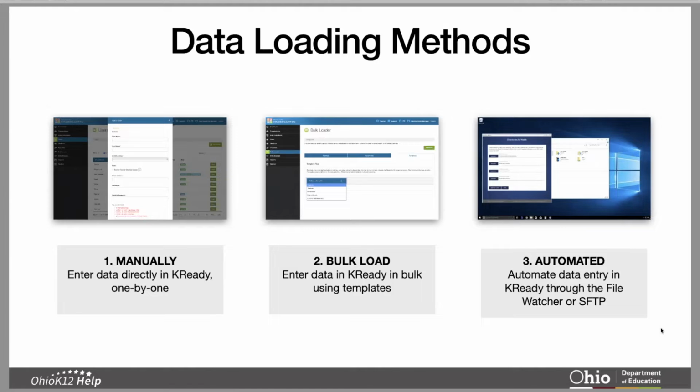Another way that this information can be added is through an automated process. And there are two different ways that we can do this. We have something called a file watcher or a secure file transfer protocol, or SFTP.